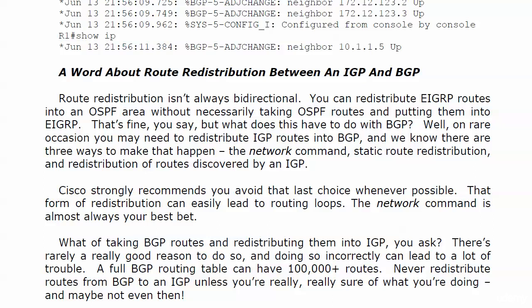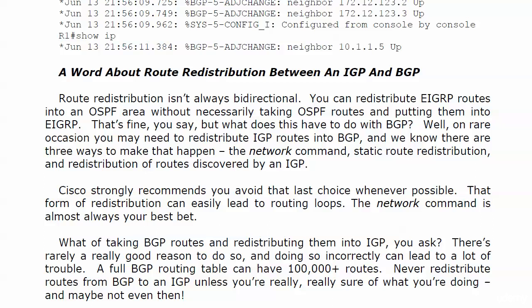Well, on rare occasion, you may need to redistribute IGP routes into BGP. And there are 3 ways to make that happen. We could use the network command to introduce it, we could use static route redistribution, or we could do redistribution of routes discovered by an IGP. The reason I'm bringing this up, Cisco strongly recommends that you avoid that last choice whenever possible, because that form of redistribution can easily lead to routing loops, and I'm talking routing loops from hell. The network command is almost always your best bet for that kind of redistribution.